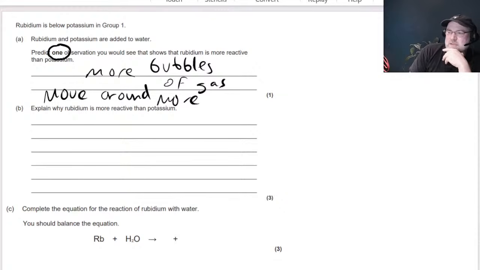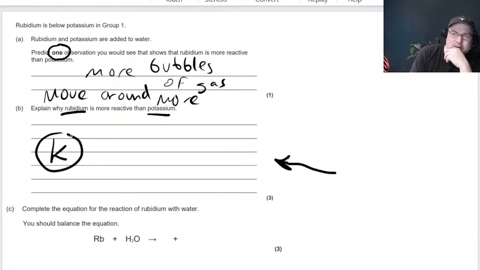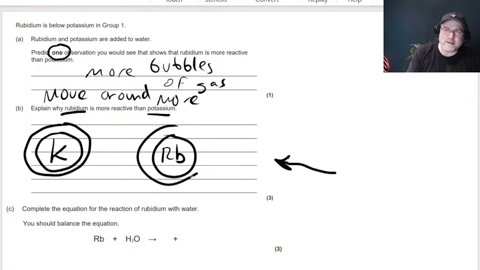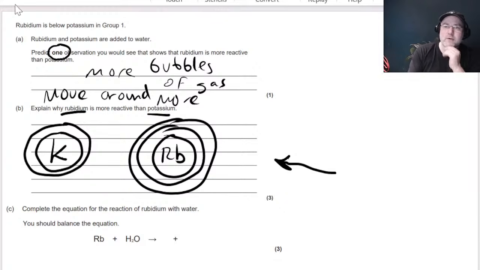Right, now we need to get onto this one, peeps. And this is, why is rubidium more reactive than potassium? Rubidium, why is it more reactive than potassium? Well, let's compare the two, right? Potassium, I'm not drawing the right amount of shells, but rubidium is further down the group. As you go down the group, they gain shells, right? So here's our lonely little electron on rubidium, and here's our lonely little electron on potassium. So now you've got to think, why would rubidium lose that electron more easily? And it's worth 3 marks.